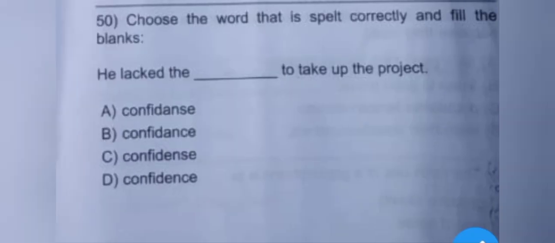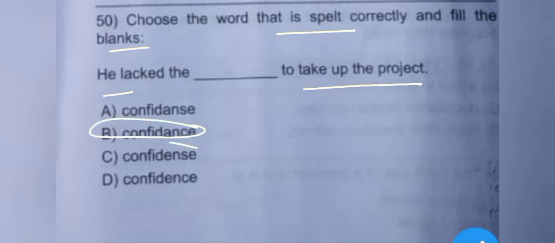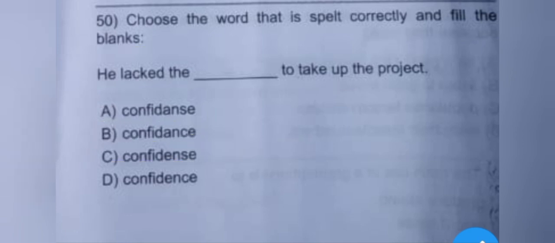Next question is, choose the word that is spelled correctly and fill in the blanks. He lacked the dashes to take the project. So the correct option is confidence, C-O-N-F-I-D-A-N-C-E. I guess either this option or this C option is confidence, C-O-N-F-I-D-E-N-C-E. I guess the third option is correct.